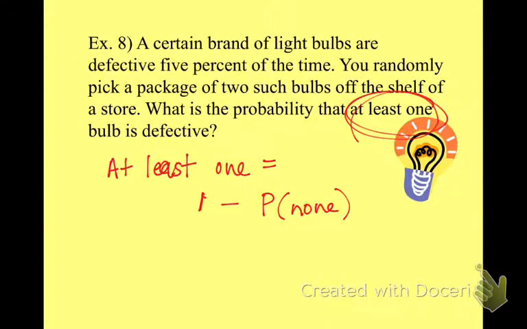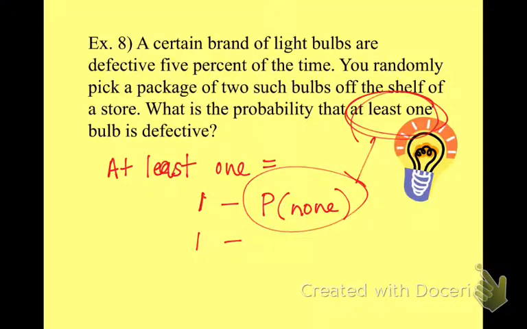So in this specific context, if you have at least 1, that means that 100% of the time, you're either going to have at least 1 or you're going to have none. The only possible scenario where you don't have at least 1 light bulb that is defective is when none of the light bulbs are defective. So that's why I subtract it from 100%, because the only scenario that doesn't include 1 defective light bulb is when none of the light bulbs are defective.